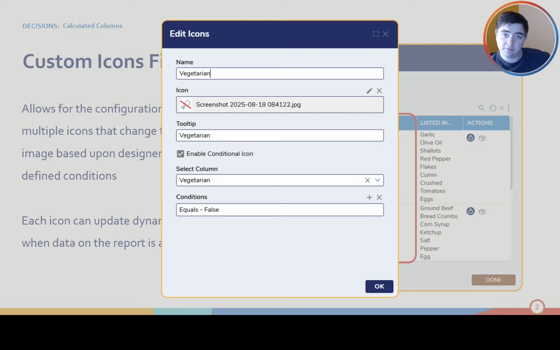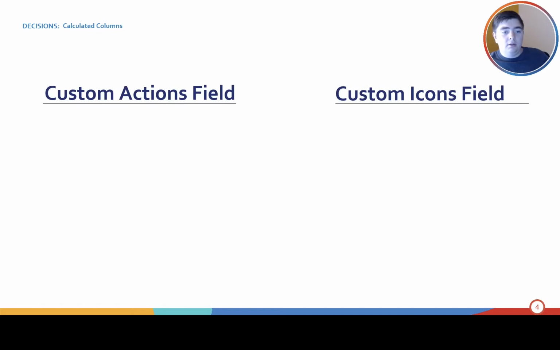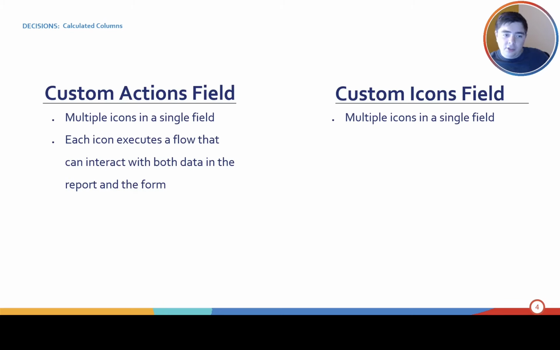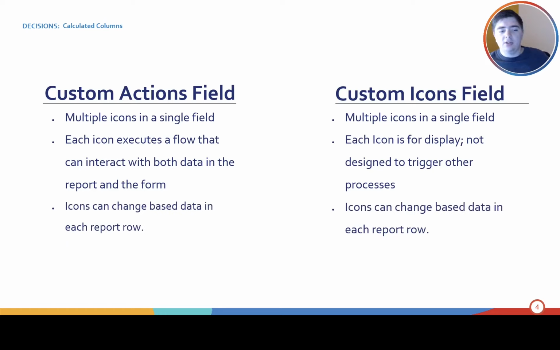So let's give a quick rundown on the difference between these two, shall we? First of all, they both have the ability to display multiple icons in a single field. In the custom actions field, each icon executes a flow that can interact with both data in the report and in the form. Whereas in the custom icons field, each icon is for display. It is not designed to trigger other processes.